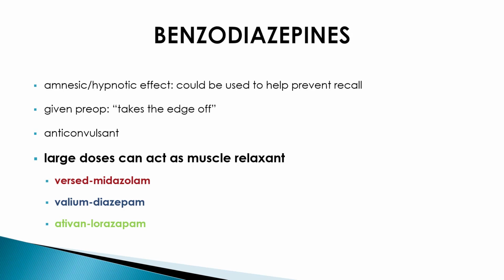Benzodiazepines, we're talking about Versed, Valium, and Ativan. These provide an amnesic and hypnotic effect. They could be used to help prevent recall. Sometimes they give it preoperatively to take the edge off, and they only do that really these days if the patient seems really tense. It can also be used as an anticonvulsant. Large doses of benzodiazepines can act like a muscle relaxant.